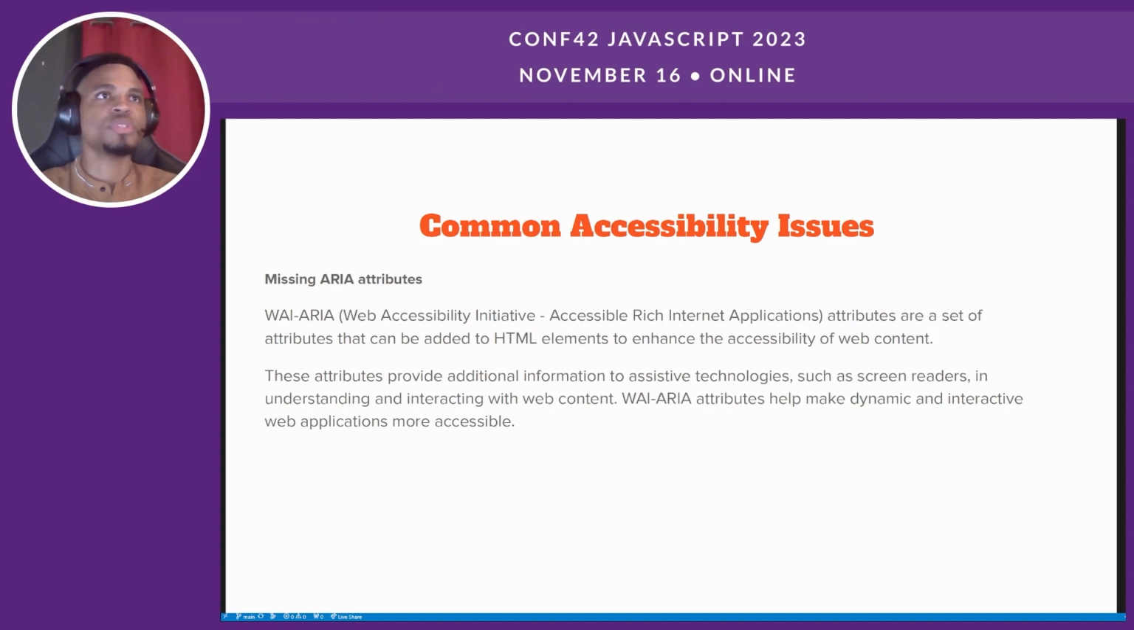Missing ARIA attributes. ARIA attributes are a set of attributes that can be added to HTML elements to enhance the accessibility of web content. These attributes provide additional information to assistive technologies such as screen readers in understanding and interacting with web content. ARIA attributes help to make dynamic and interactive web applications much more accessible.